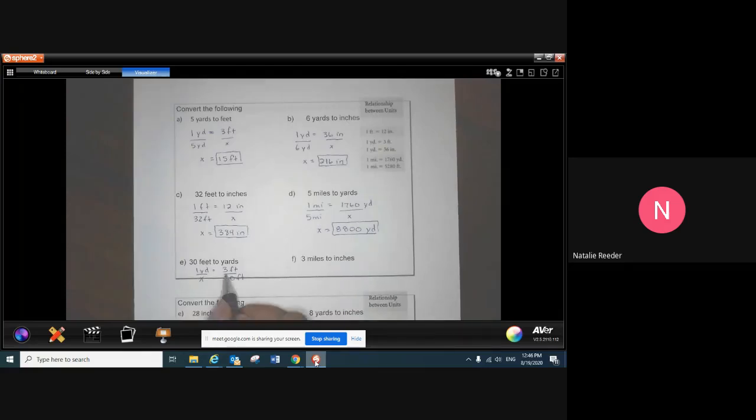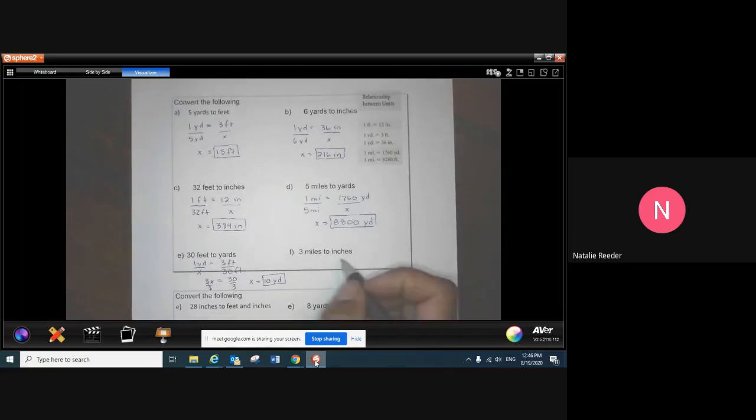So now if I cross multiply, I have an extra step here, because X times 3 is 3X, equals 30 times 1, which gives me 30. But now I still have to solve for X. So remember, we have to divide both sides by 3. So that tells me that X would be equal to 10 yards. So 10 yards would be equivalent to 30 feet.